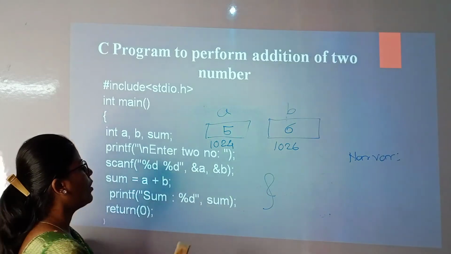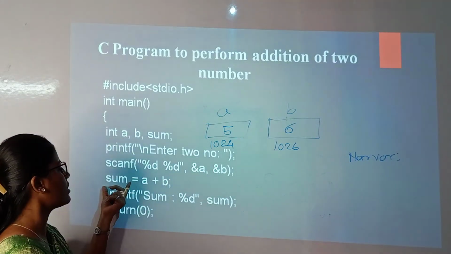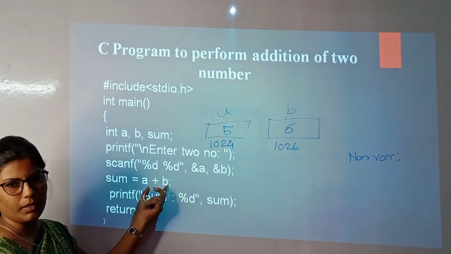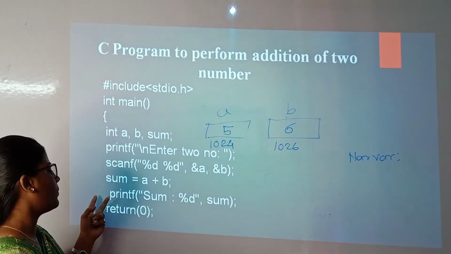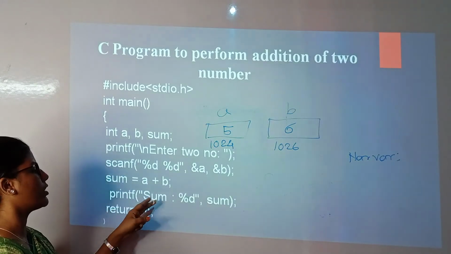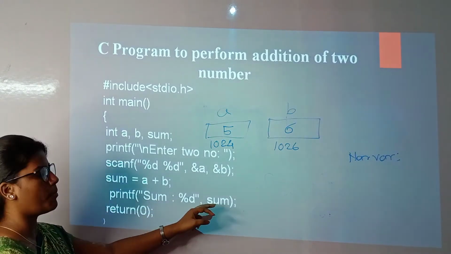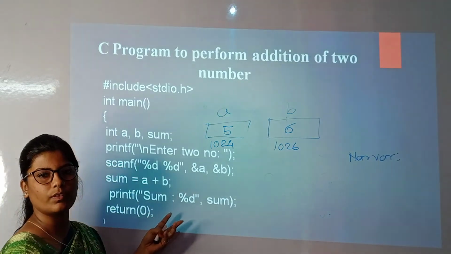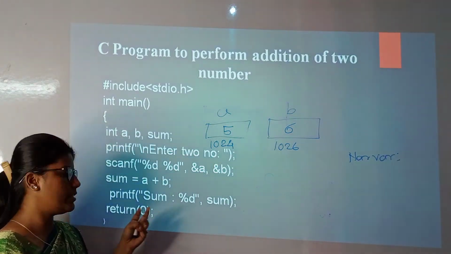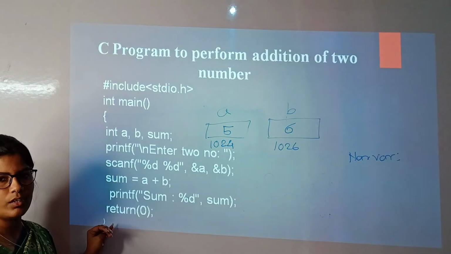Next we perform the actual addition. Sum is equal to a plus b. Okay. And we want to print the addition of those two numbers. For that purpose we take another printf function, sum %d, comma, name of the variable, and at the end return 0. Otherwise we can use the getch function. Curly bracket close.